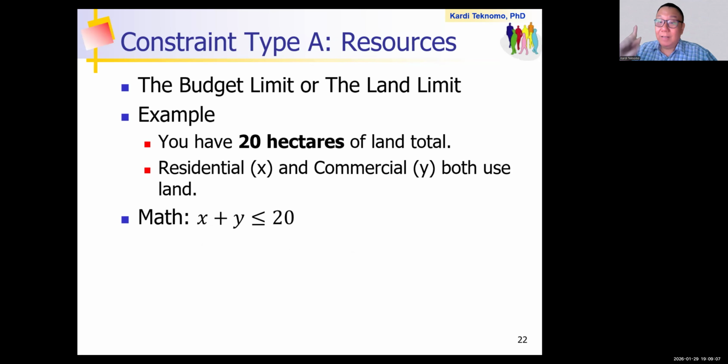Say you have 20 hectares of land in total, and the number of residential units is X and commercial units is Y, which will use that land. So how are you going to do it? X plus Y is less than or equal to 20. Clear, yeah? Together, they cannot exceed 20. Can we use 19? Yes. Can we use 21? Cannot. So together between residential and commercial, the sum must be less than the 20 hectares that you have. The sum of the parts must be less than the whole. This is a very fundamental equation in planning, isn't it? You always have limits.